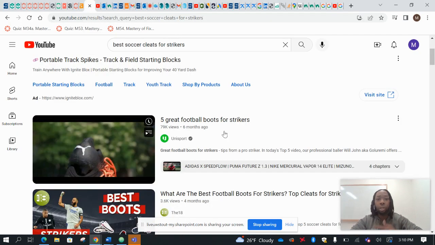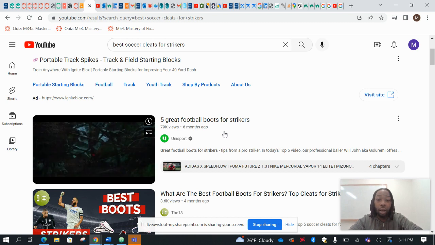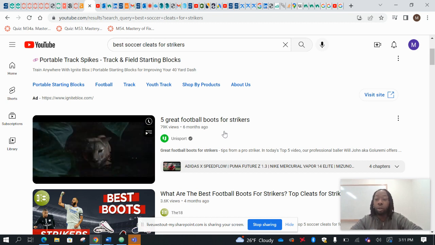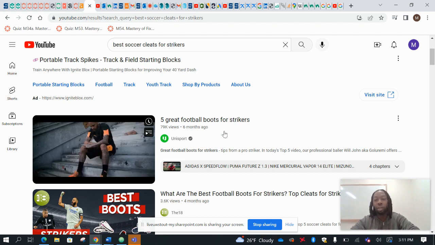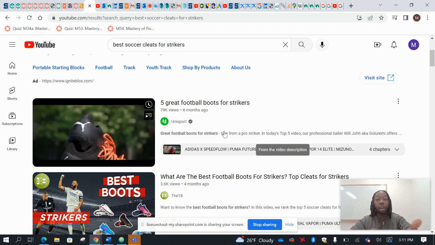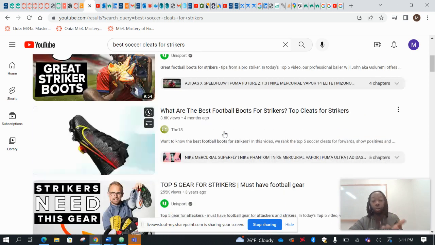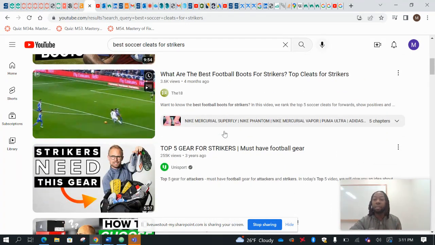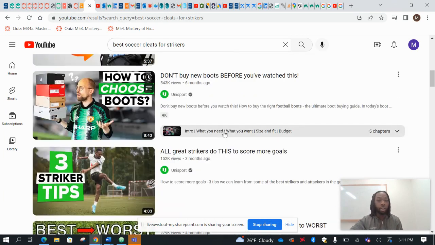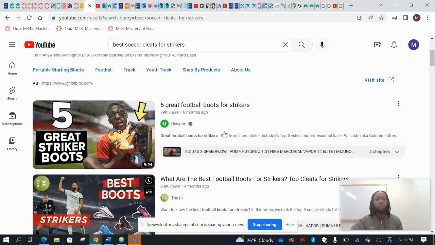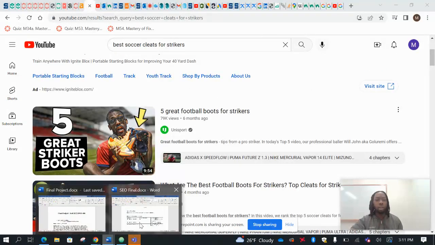As you can see here, and also before I forget, soccer is a global sport. It's known as football around the world, so it's going to say football, and they're called boots, not cleats. Really, only Americans call them cleats. So you have five great football boots for strikers. What are the best football boots for strikers? Top five gear. Gear isn't really the keyword we're looking for, but you see strikers is in there. So you found some pretty good optimized pages.